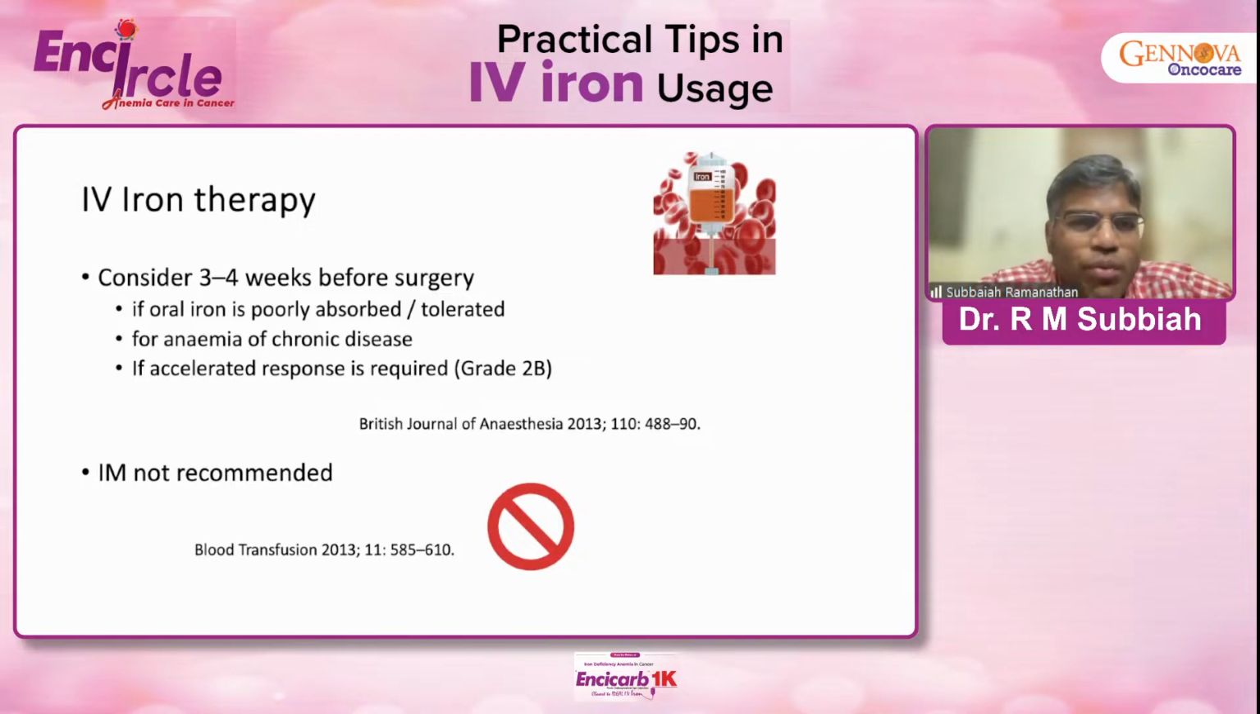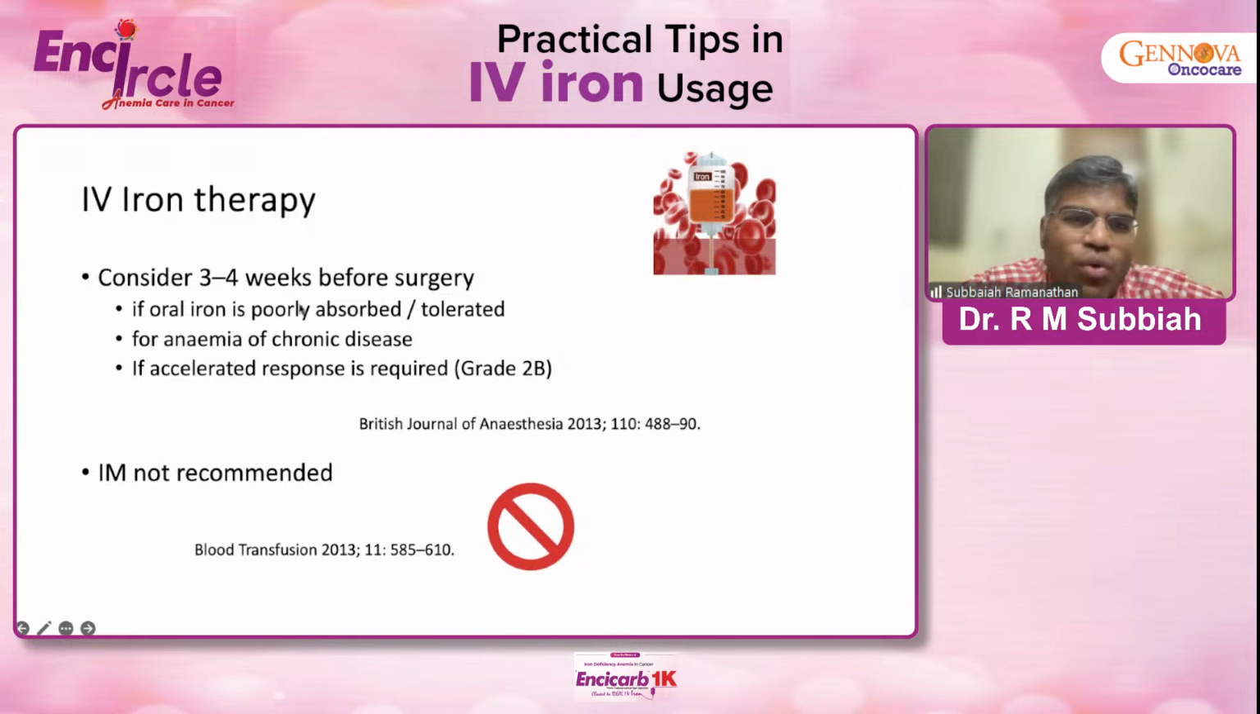You can remember those three broad categories: GI pathology, inflammation, and intolerance. So those are the scenarios where you would consider IV iron. And even in patients for elective surgery, now they say 3 to 4 weeks prior, if you find an anemia, you try to correct it, so that the outcomes of surgery would improve. So that becomes a part of patient blood management.